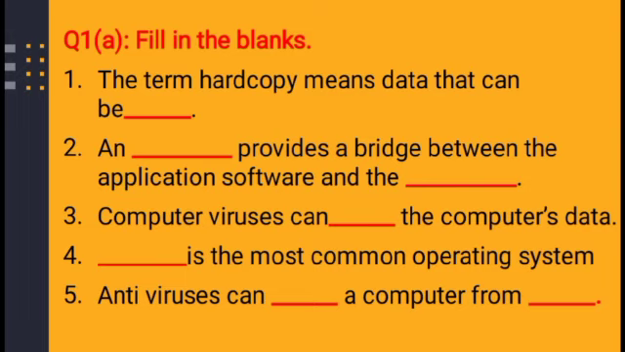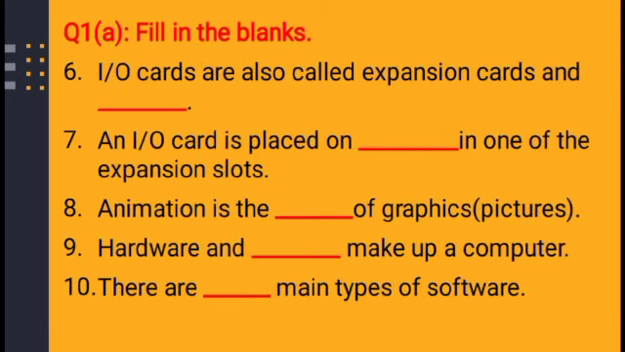Number 5. Antiviruses can dash a computer from dash. Number 6. Input and output cards are also called expansion cards and dash. Number 7. An input-output card is placed on dash in one of the expansion slots. Number 8. Animation is the dash of graphics. Number 9. Hardware and dash make up a computer.